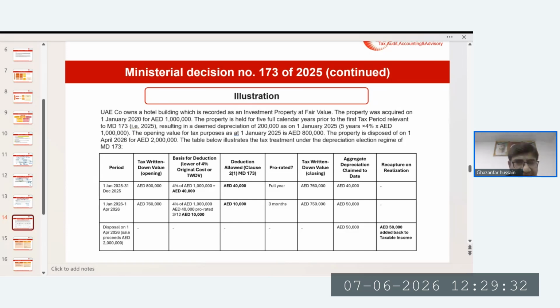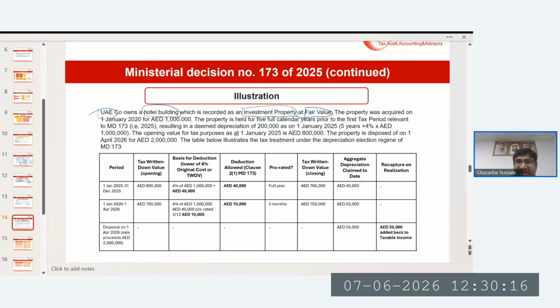See, these examples you might go and search from the FTA guide. Mostly the public clarification guide, they are already given over there. This is taken from there. So, a UAE company owns a hotel building, recorded as an investment property. First, the scenario we are understanding: this is not a hotel business, they're saying a UAE company owns a hotel building. They're not running the hotel business.